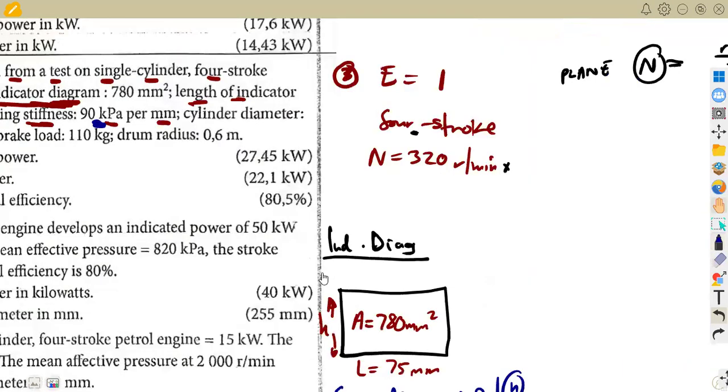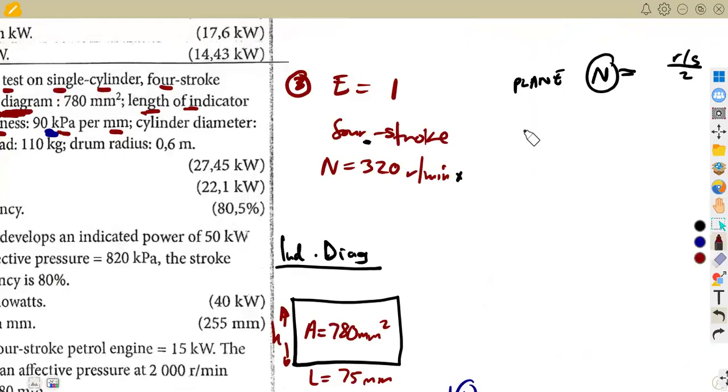So this one does not affect us here. We're just going to write it here, the diameter. If we divide by 2, that will be 0.2 meters. The stroke length divided by 2, that will be 0.35 in meters.